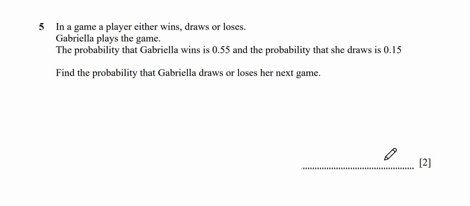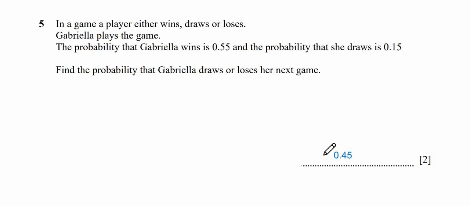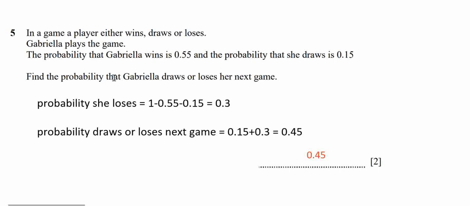Alright, let's open up the answer. If you have not finished, you may pause this video. Well, the correct answer is 0.45. How does it work? So in a game, the probability that Gabriela wins is 0.55 and draws is 0.15. So the total probability is equal to 1. So we want to count the probability that she loses. So the probability that she loses is 1, the whole, minus 0.55 from the winning, minus 0.15 from the draw. That's how we got the probability she loses is 0.3.